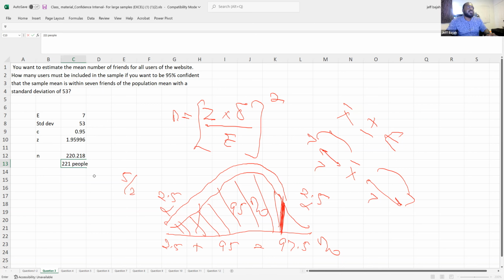So the number of users needed is 221 users. And that's how we solve questions that involve finding sample size. I hope this makes sense as you learn and solve questions.